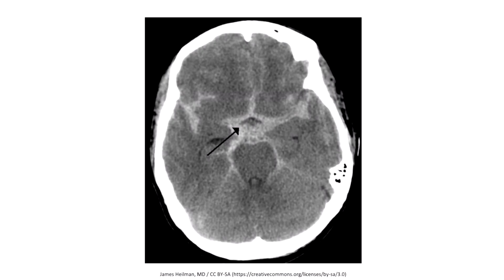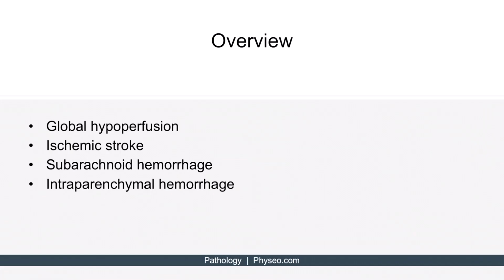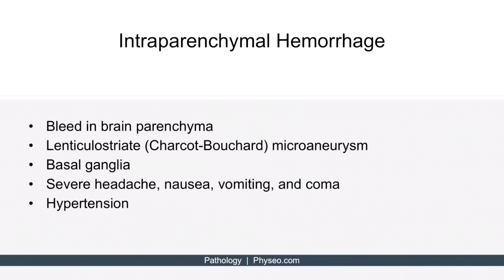Here's a CT scan of a patient with a subarachnoid hemorrhage. As you can see, the bleeding is deep in the cranium. All right, the last topic we'll discuss is intraparenchymal hemorrhage. This is a bleed within the brain parenchyma itself. Similar to a lacunar stroke, this type of hemorrhage tends to affect the lenticulostriate vessels, with the basal ganglia being the most common site of hemorrhage.